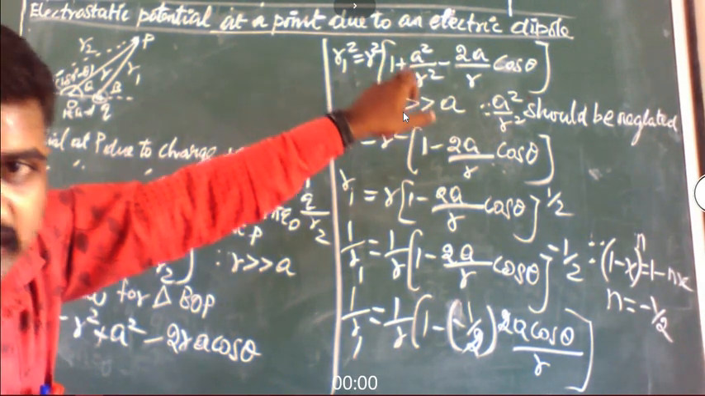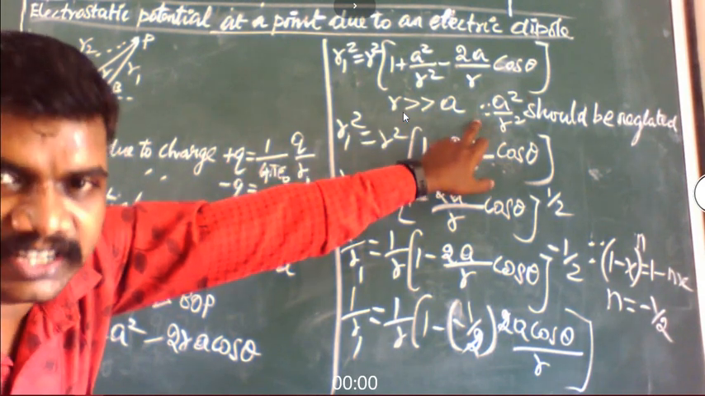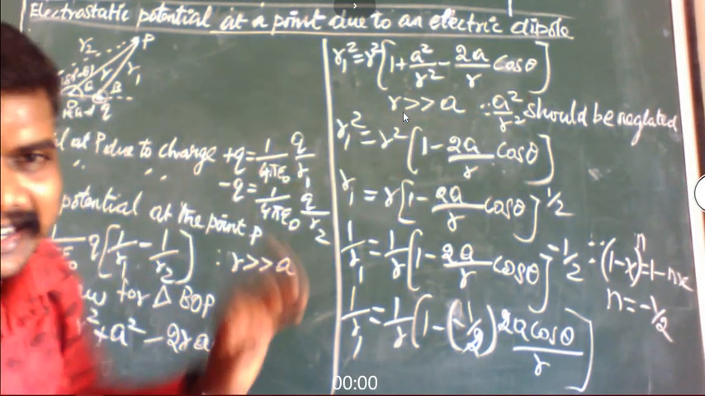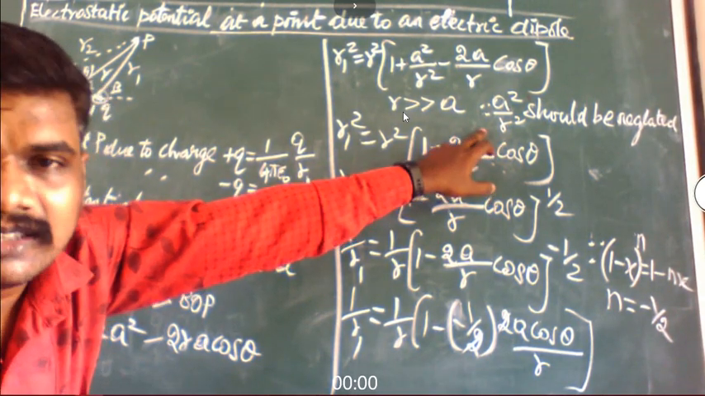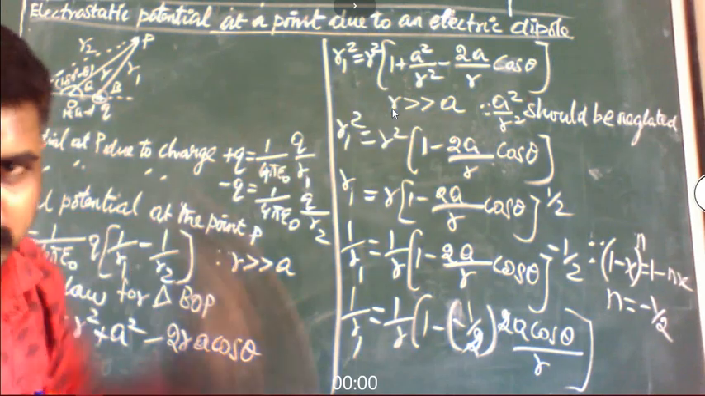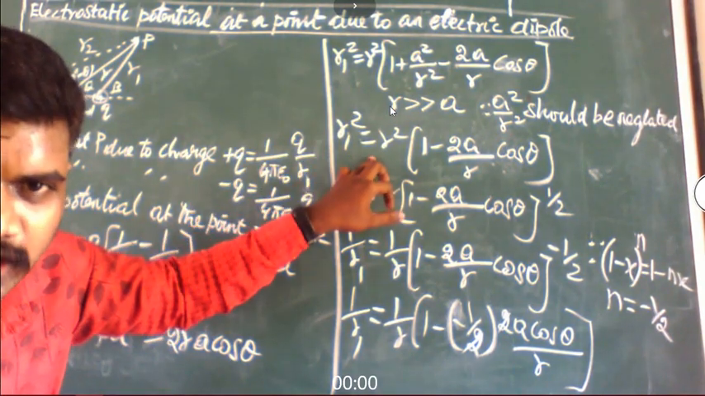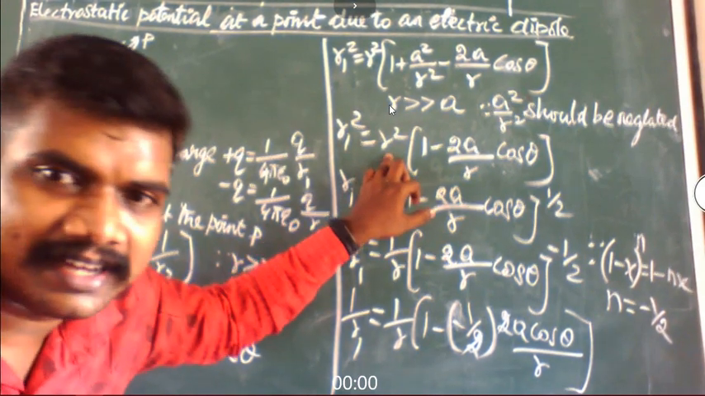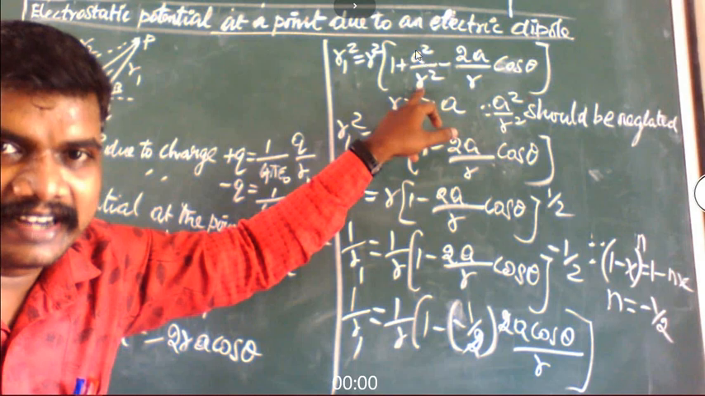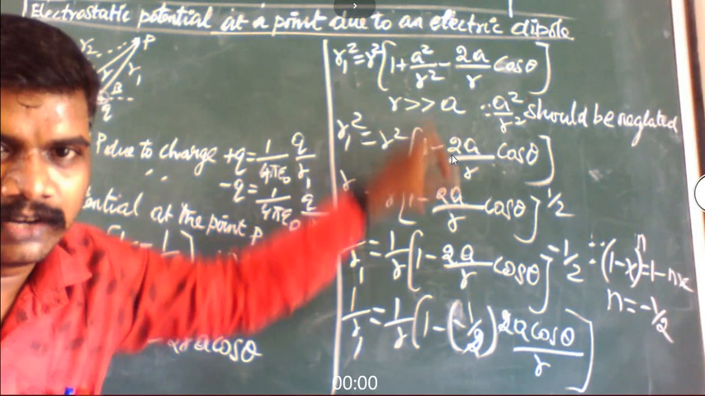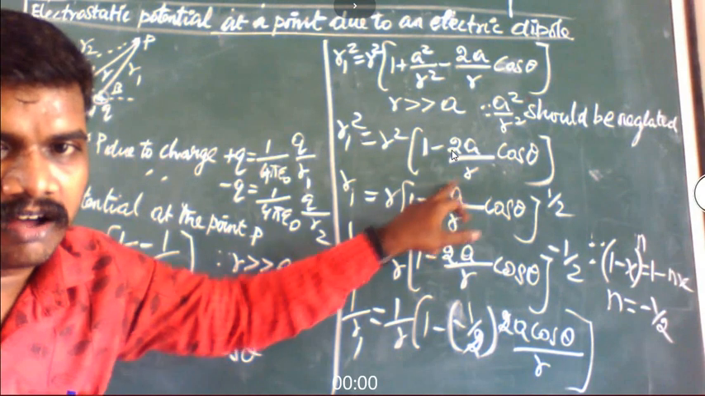That is the very least amount of value. That is why we neglect this value. A square divided by r square should be neglected because this is very least value. That is why we neglect this value from this equation. Then next step we get r1 square is equal to r square into 1 minus இந்த term என்ன ஆயிடுச்சு, நமக்கு neglect ஆயிடுச்சுன்னா எடுத்துட்டோம். இந்த term எடுத்துட்டோம்னா என்னன்னு வரும் நமக்கு, 1 minus 2a divided by r into cos theta.